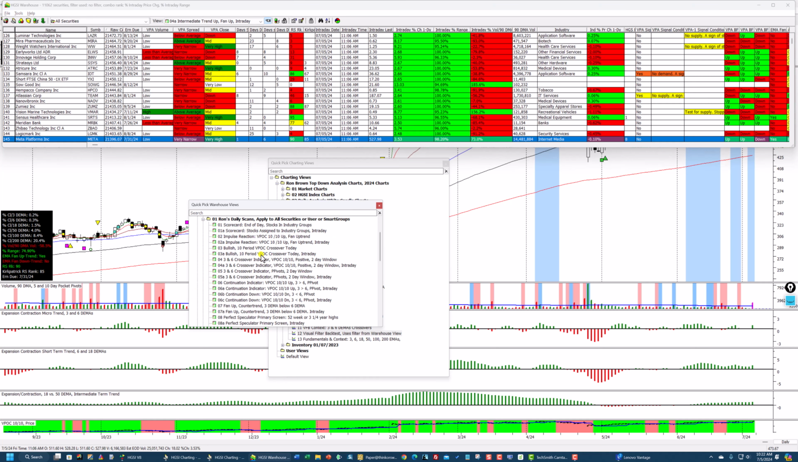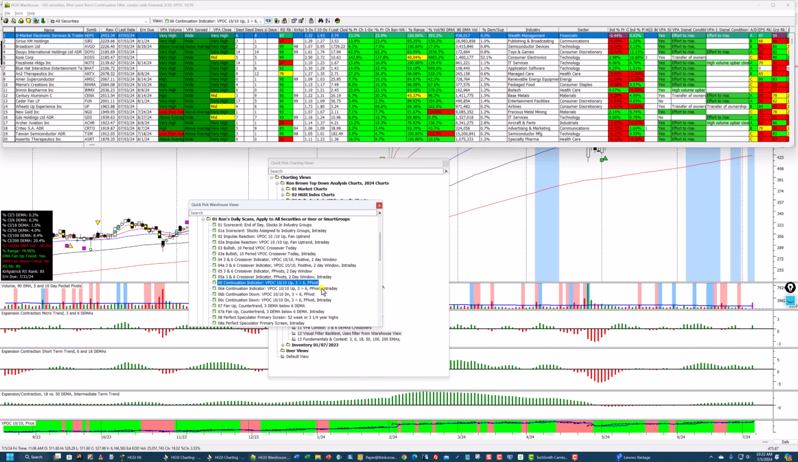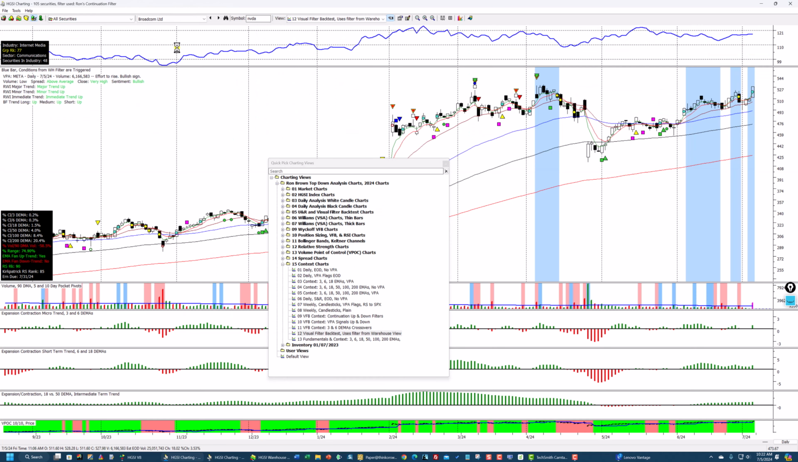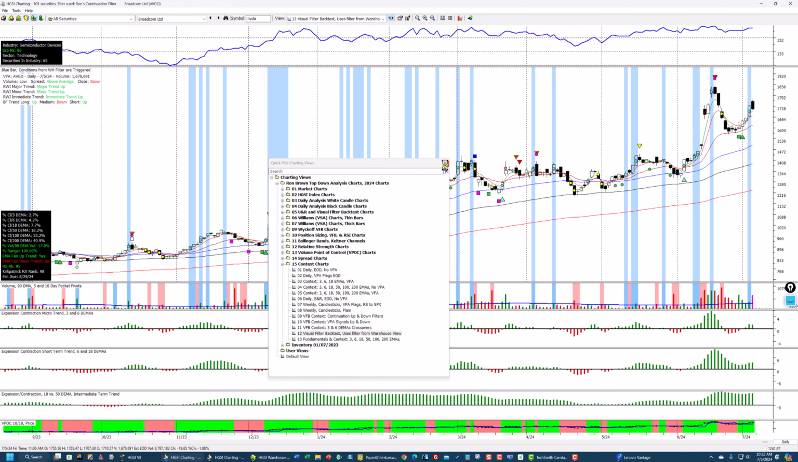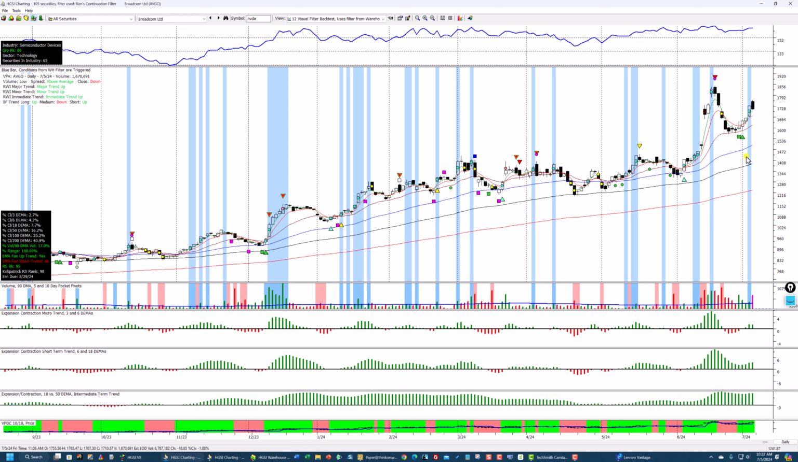I'll just go to my daily scans, and this time let's go to the continuation indicator. And let's use Broadcom as an example. So when the blue bars come up, this is an example of the continuation. But it's coming from the warehouse filter. So any warehouse scan that you're using, if you're using this chart, it translates that into this view.